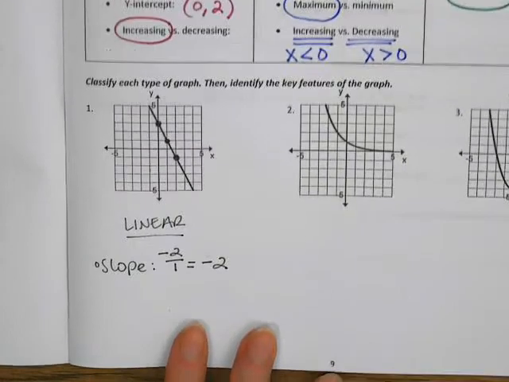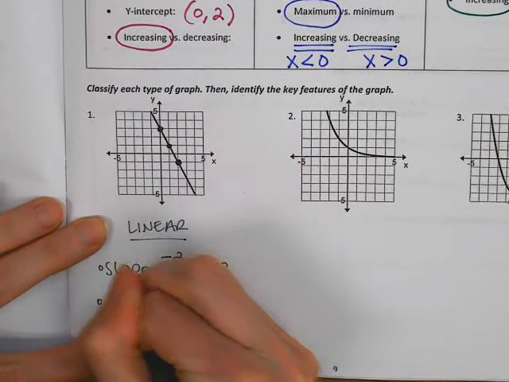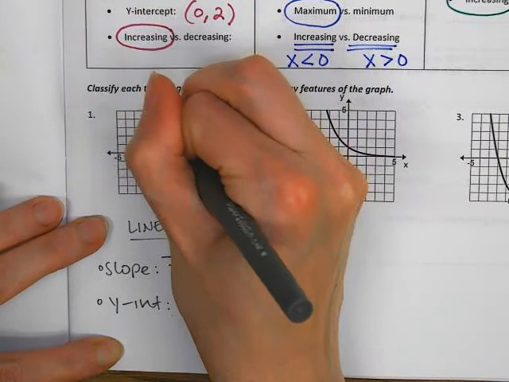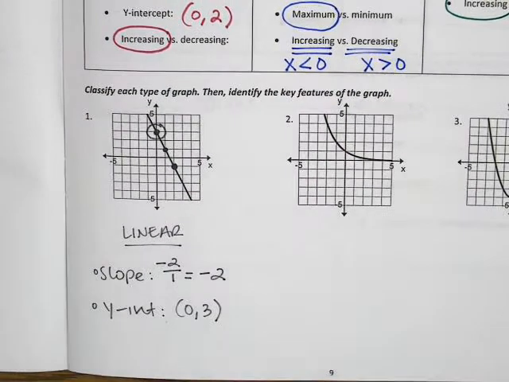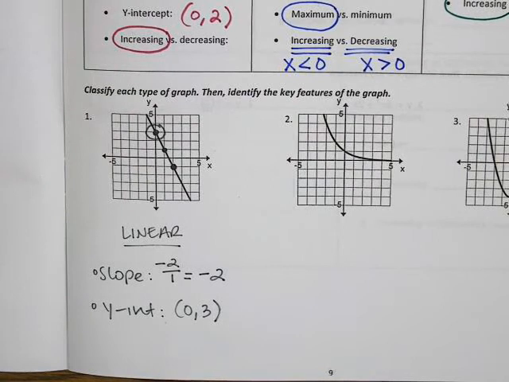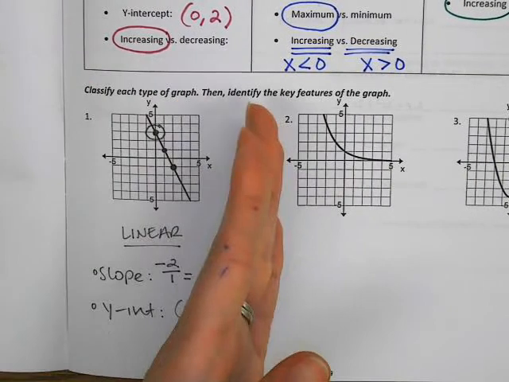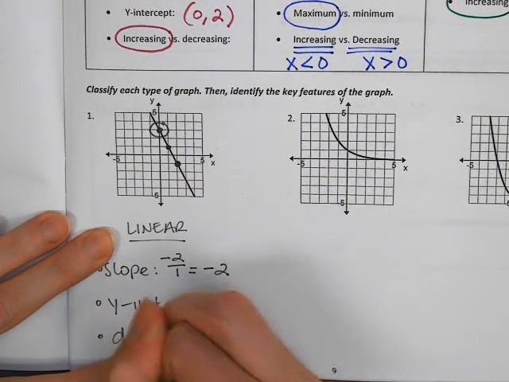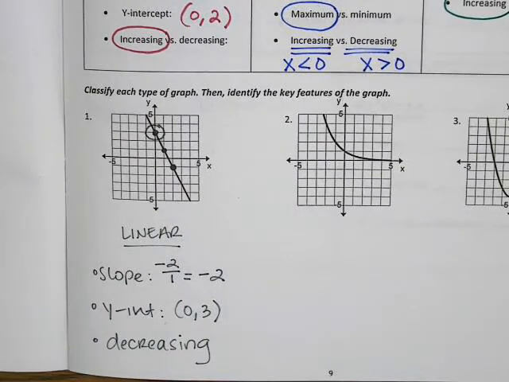Okay, the next key feature is tell me the y-intercept. And the y-intercept is where the line crosses the y. That's right here up at 0, 3. And then lastly, tell me if the line is increasing or decreasing. And you always look left to right. It looks like the line is going down because it's negative slope. So you're going to write decreasing. Okay, so not too bad.